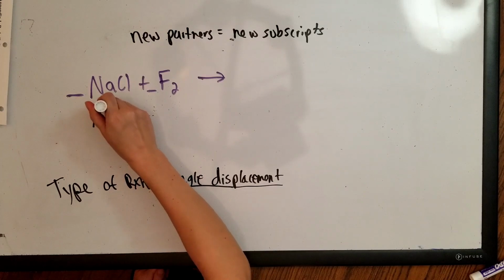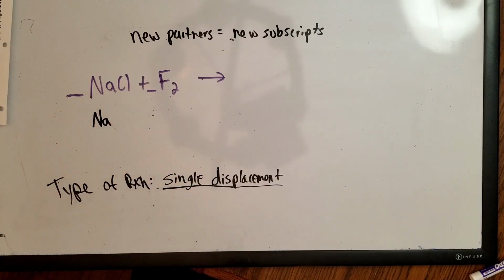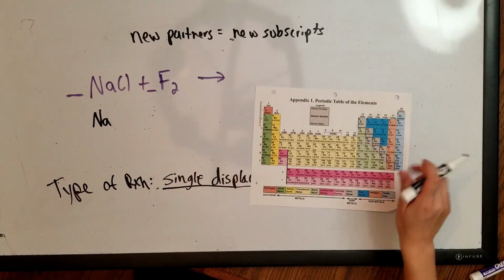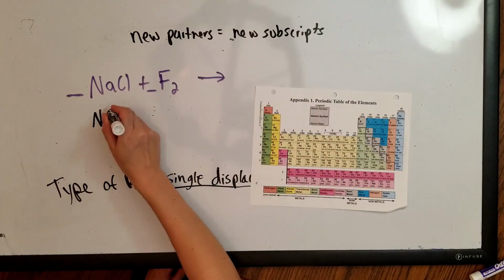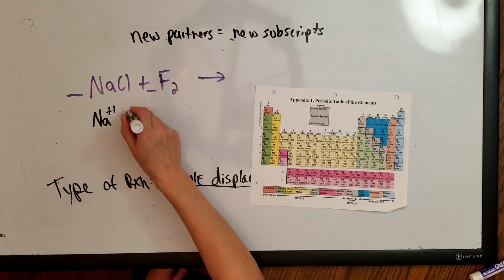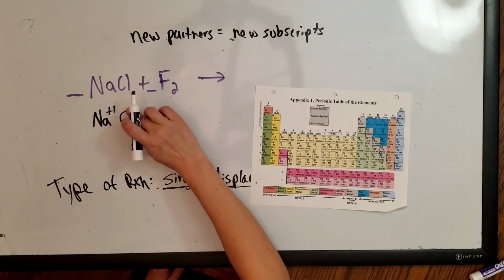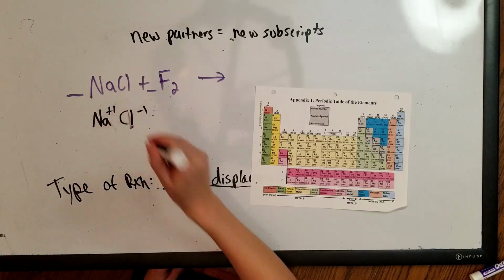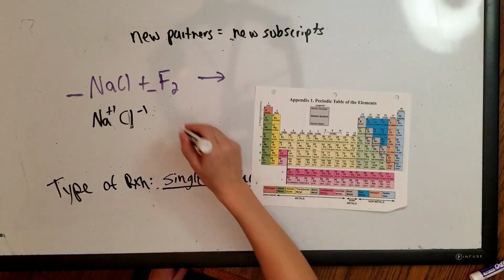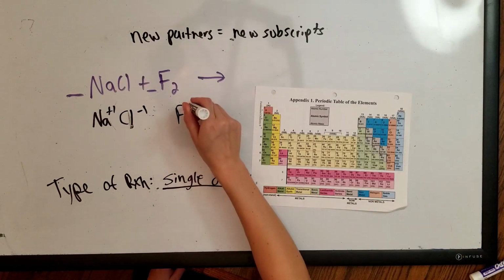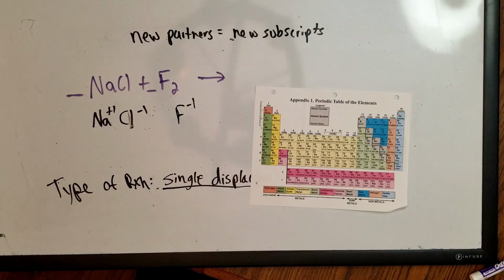Okay, so what we're going to do is we're going to write the elements and the charges that they form, the ions they form, when in an ionic compound. So sodium, alkali metal, +1. Chlorine, halogen, so -1. And then fluorine here is also going to be a -1 because it's a halogen as well.